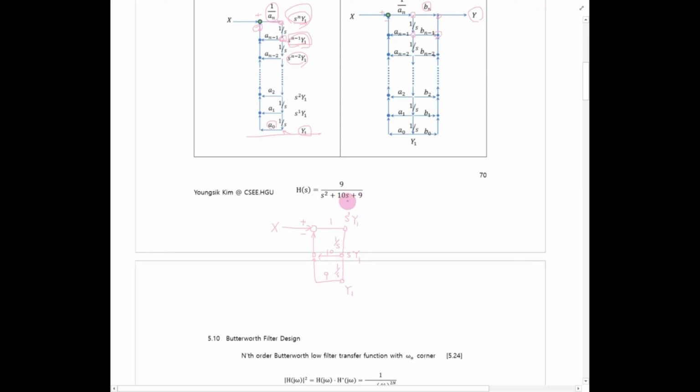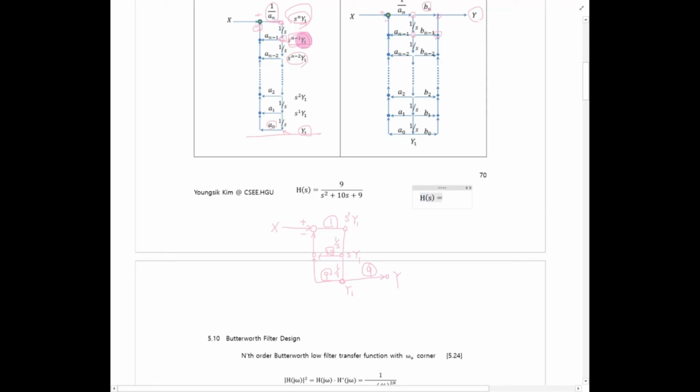Then to get the y, we need 9 times that one. 9 of this one becomes the y. So this is the architecture for these systems. We have 2 integrators, and we need some weighting factors like that. So this final weighting factor is coming out from this node. There is no s, so it can be expressed in this way. But in general, a general second order system can be expressed similarly.